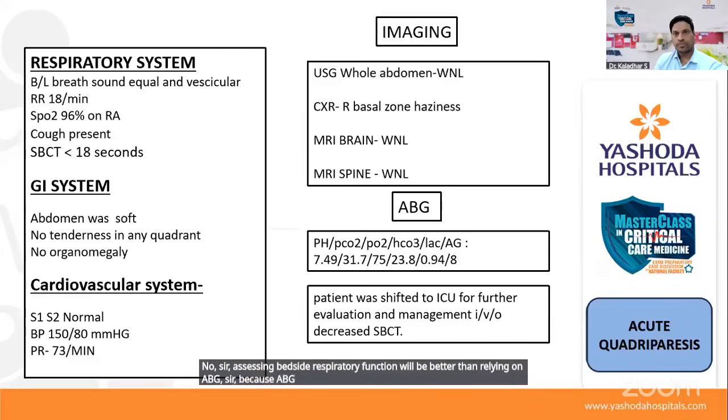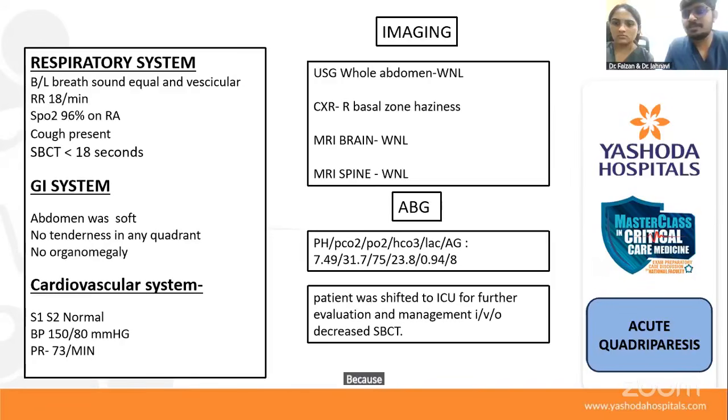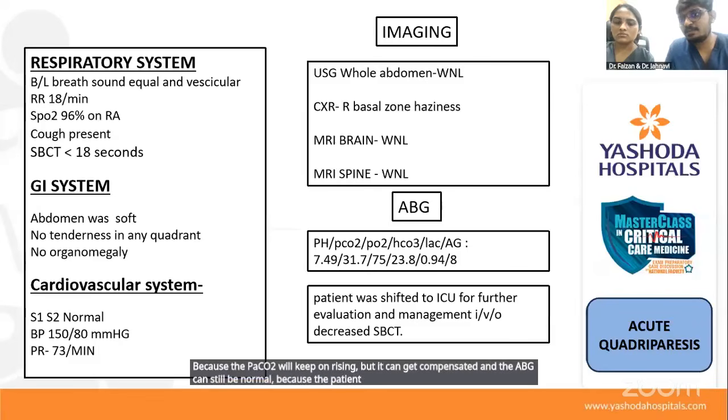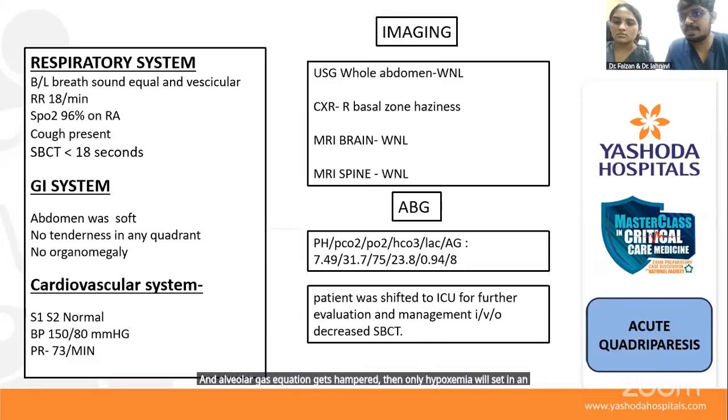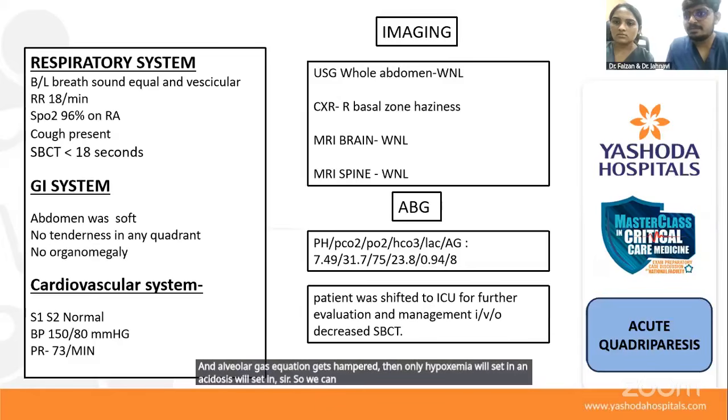The PaCO2 will keep on rising, but it can get compensated and the ABG can still be normal because the patient might be hyperventilating to wash it out. So until the PaCO2 rises to a certain value and the alveolar gas equation gets hampered, only then will hypoxemia set in and acidosis set in, sir. So we can't rely on it.